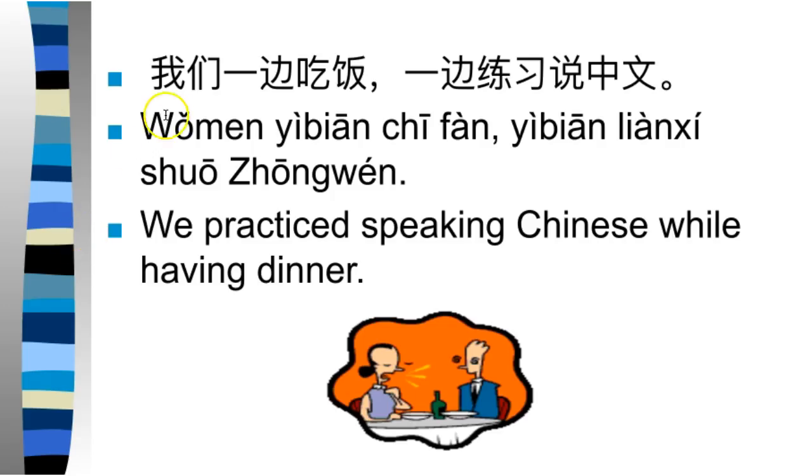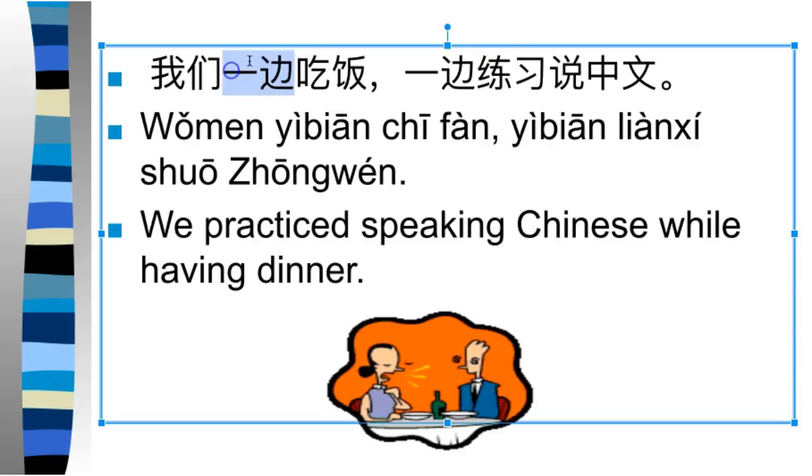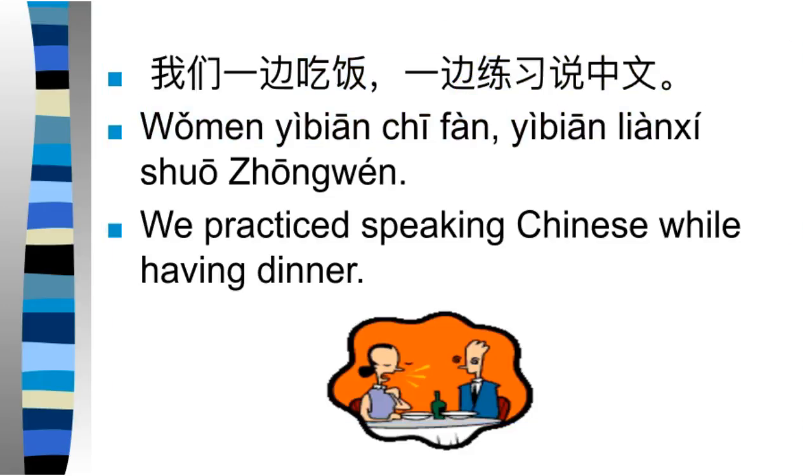Let's look at an example. 我们一边吃饭，一边练习说中文。We eat food and speak Chinese at the same time. It's literally side by side. That's what 一边 means, side by side. Now, the main action is probably food, and also at the same time, we're going to be practicing Chinese.